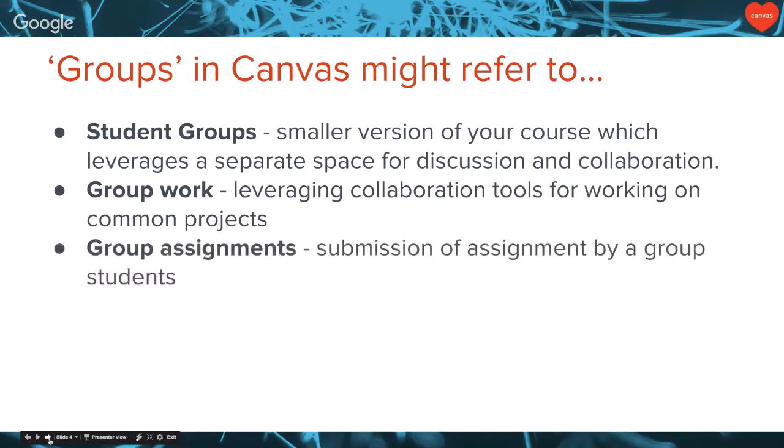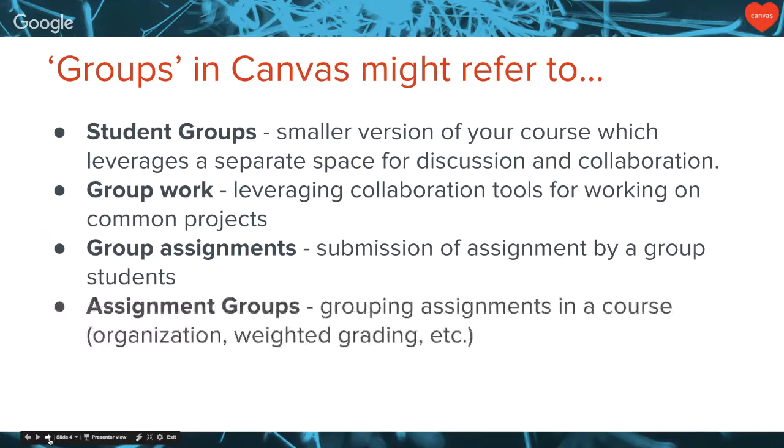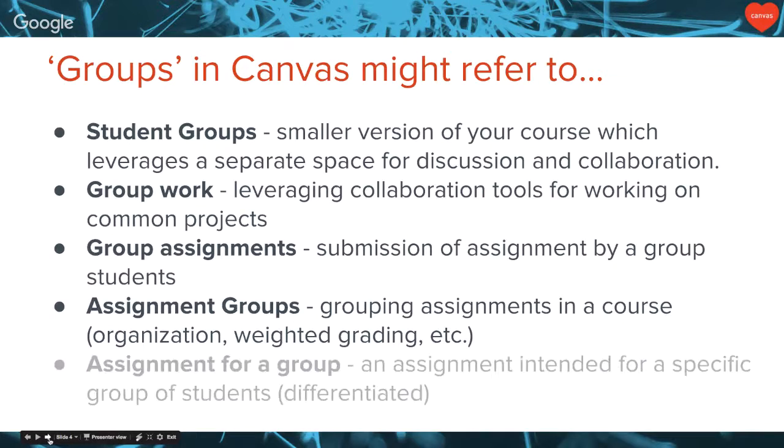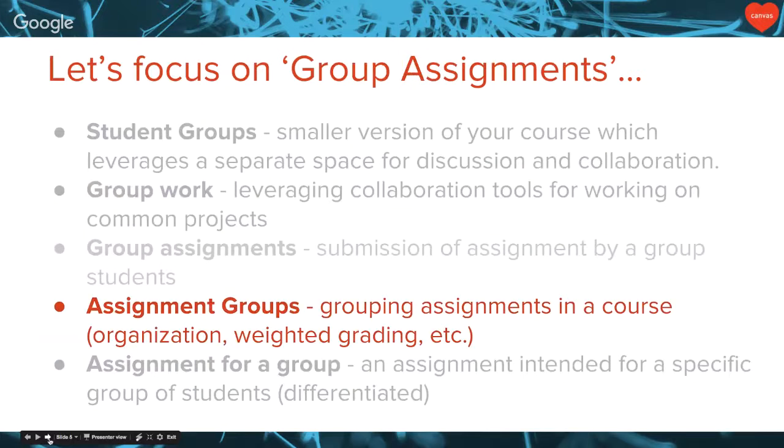It could mean group assignments, which is a submission of an assignment by a group of students. It could also mean assignment groups, where you're grouping assignments in a course for the purposes of organization or weighted grading, things like that. Or it could mean assignment for a group of people. So an assignment intended for a specific group of students, in other words, called differentiated assignments. In the first episode of our series, we looked at group assignments, but today we're going to actually look at assignment groups in a little bit more detail.